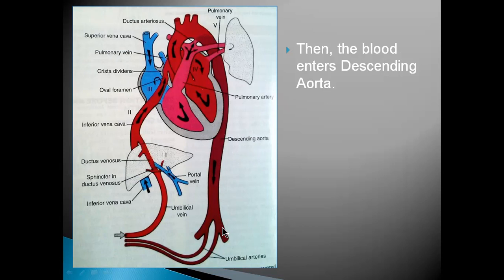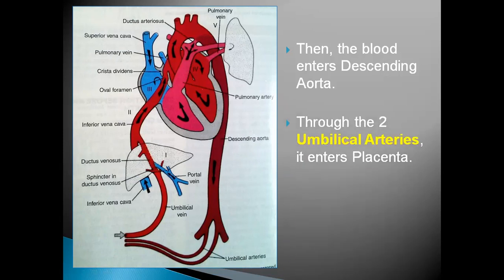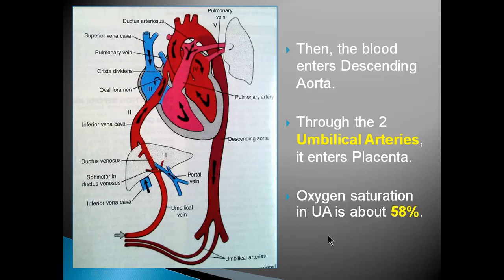Then this descending aorta will divide into what? The common iliac arteries. After that, these are the umbilical arteries. So through the two umbilical arteries, it enters the placenta. Did you get all the factors now? These umbilical arteries, if you can see here, this is much red. How much was it? 80%. Now, what is the percentage of oxygen saturation here? It is only 58%.